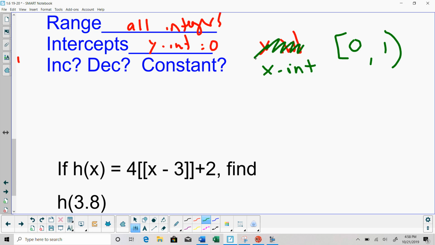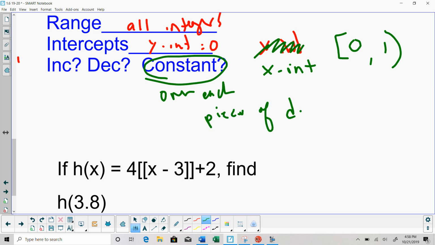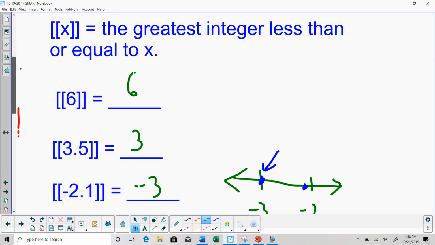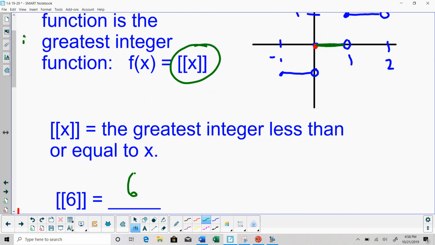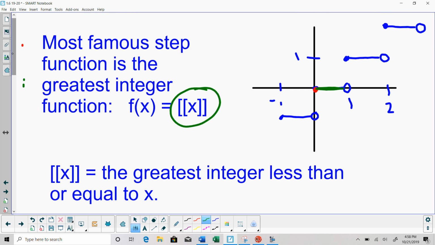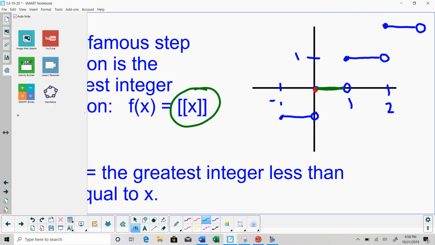All right, so is it increasing, decreasing, or constant? I would say the graph is constant over each piece of its domain. For example, it's constant between 0 and 1, right? And it's constant between 1 and 2, and it's constant between 2 and 3, and so on. That's what I would say about that.